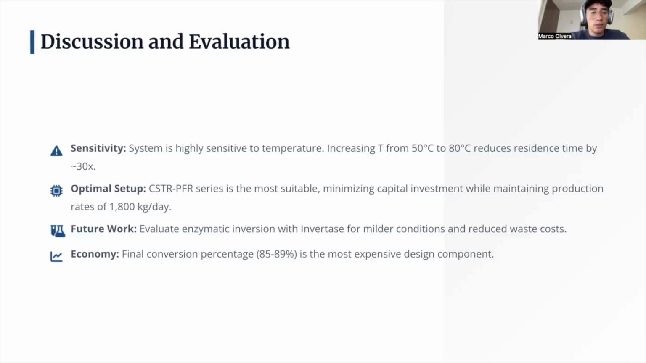And then for the economy, final conversion percentage is the most expensive design component because in order to get our conversion, we need to increase the volume in cubic meters.